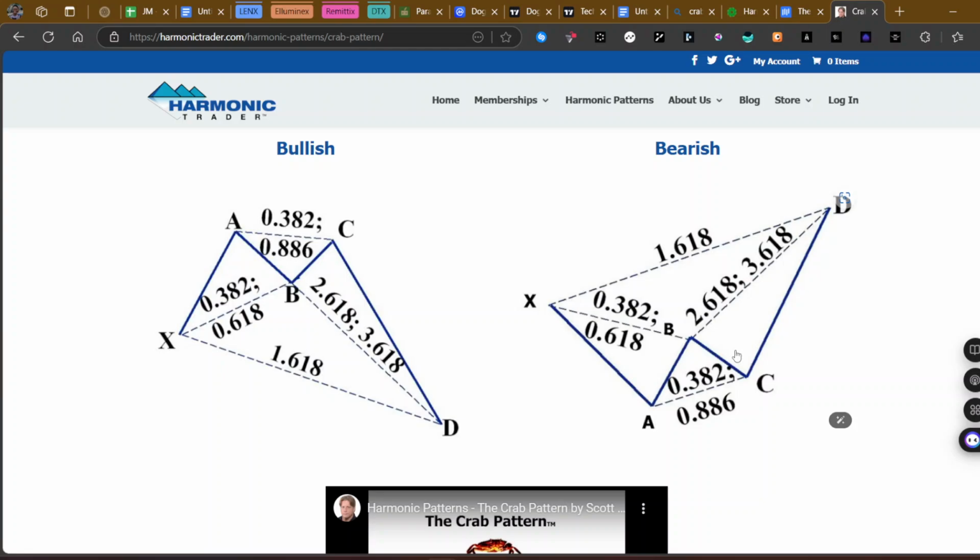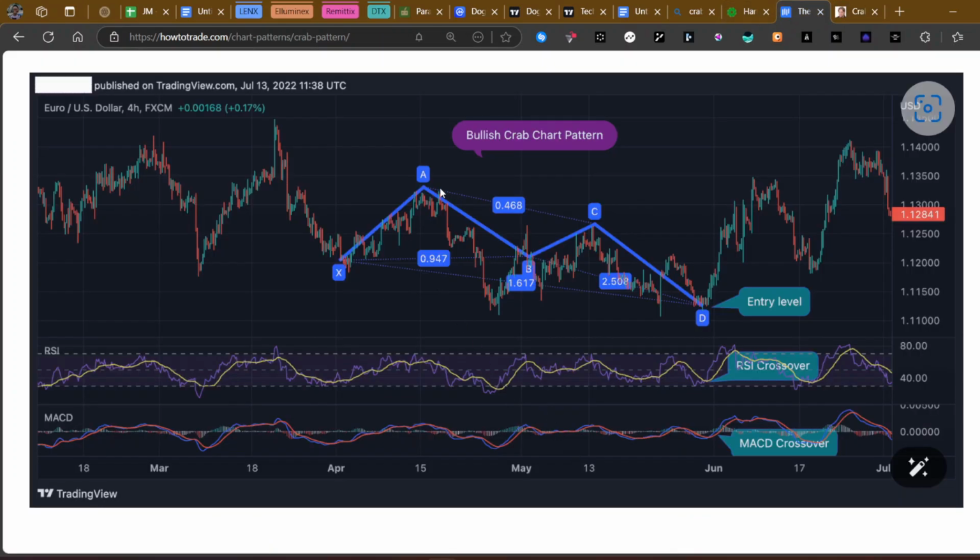Okay, you should keep an eye out for sharp price movements that quickly retrace. Once you've spotted the initial leg, that is from X to A, the next step is to look for retracement from A to B and B to C. Okay. If those retracements align with Fibonacci ratios we discussed, you might be looking at a crab pattern in the making. The final step is to see if the pattern completes at point D.